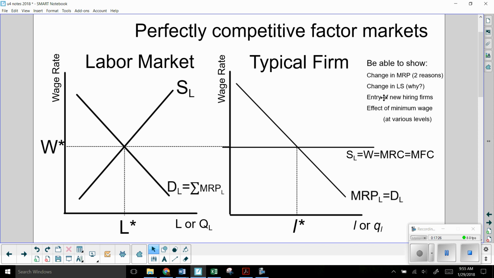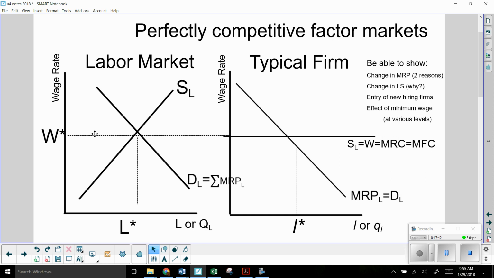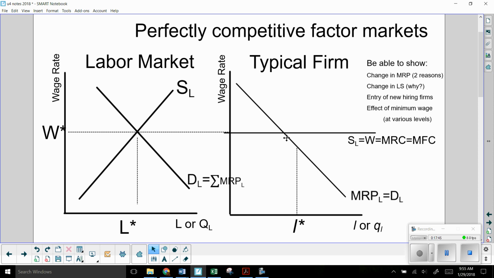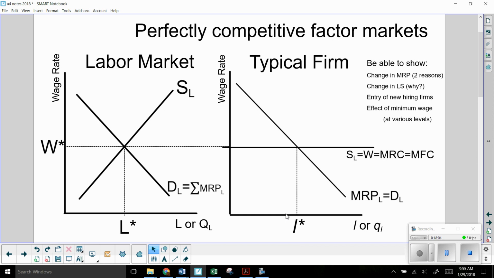What else? Entry of new hiring firms. What if there were more firms? Well, each firm's MRP might stay the same, but if there were more firms, market demand might increase. And if it did, of course, that would drag the demand curve to the right. Now there's more units of labor hired in the town, and it also raises up the wage rate. And at the new higher wage rate, my firm's L2 will decrease. So that's a situation where L star over here increased and L star over there decreased. You might go through and do that denotation with L1s and L2s to confirm that for yourself because the L's moved in opposite directions.